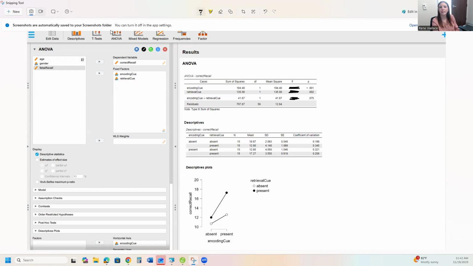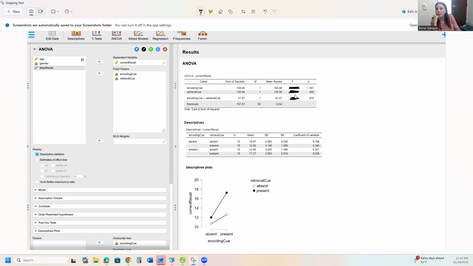So you can see up here, I clicked ANOVA and I got this screen, and I put in correct recall because we're seeing if our participants remembering things is dependent upon whether they had an encoding cue or a retrieval cue. So those were our fixed factors. As soon as I put those in, it started running the ANOVA over on this side. You can see I got my sum of squares, my degrees of freedom, my means, and my F stats, but I blacked those out because I want you to get your own F stats.